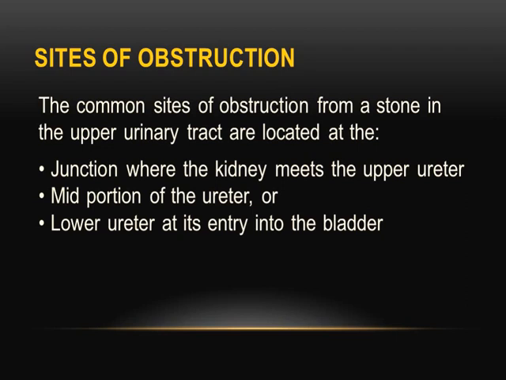Sites of obstruction. Common sites of obstruction from a stone in the upper urinary tract are located at the junction where the kidney meets the upper ureter, at the mid portion of the ureter, or lower ureter at its entry into the bladder.